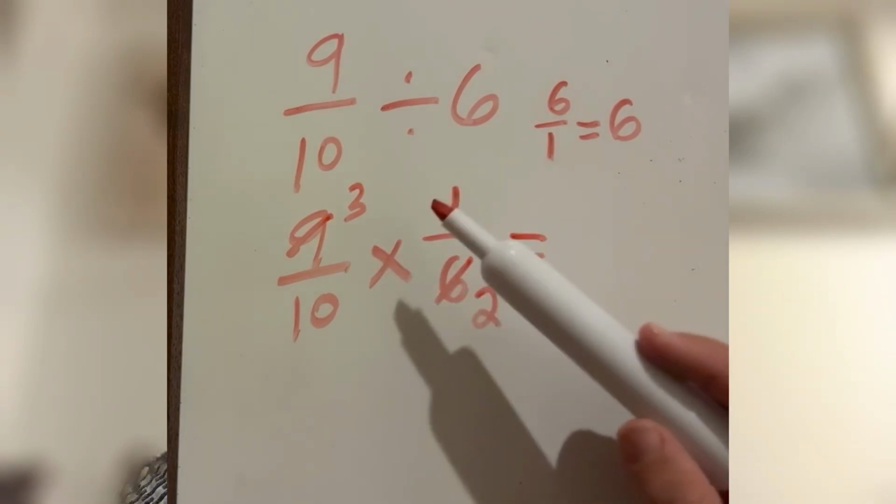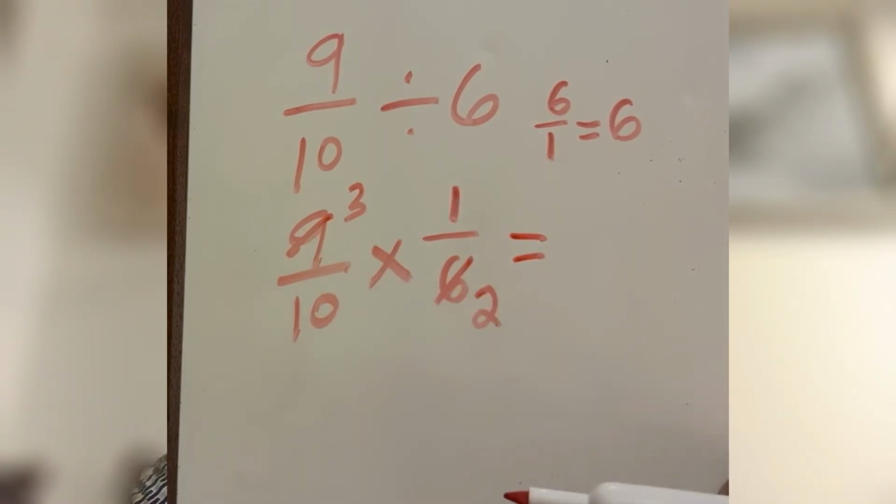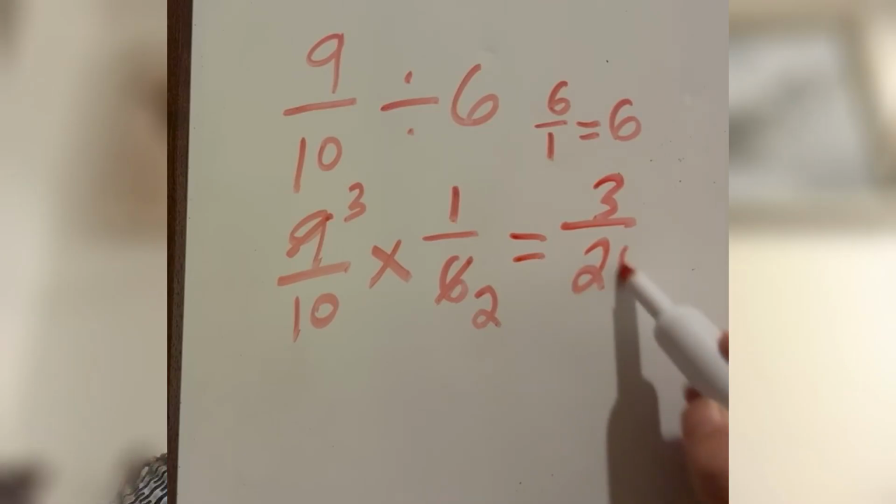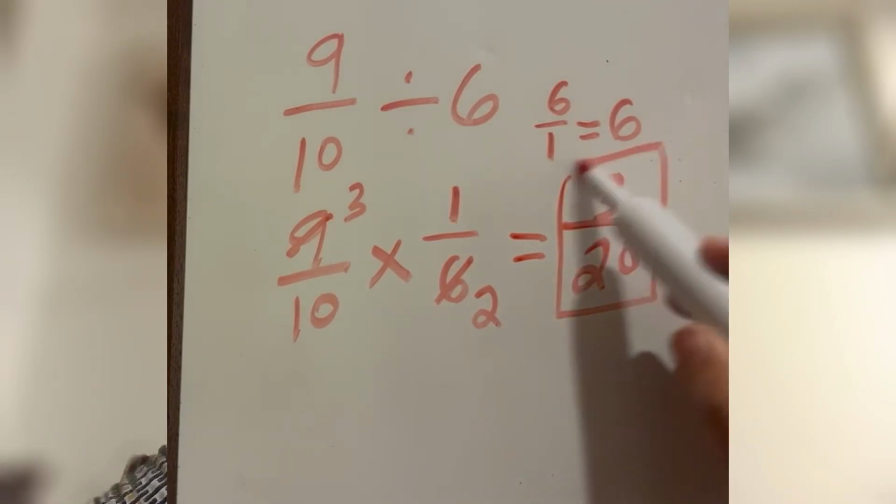Now we're just going to multiply. Because our diagonals of 1 and 10, we can't simplify. So we're going to have 3 times 1 is 3, and 10 times 2 is going to be 20. So our final answer would be 3/20.